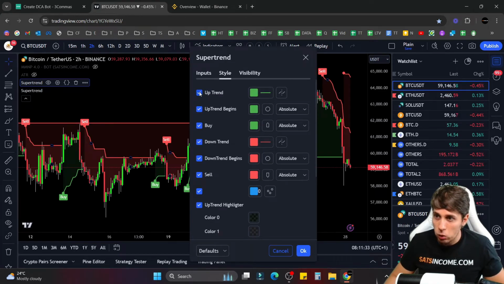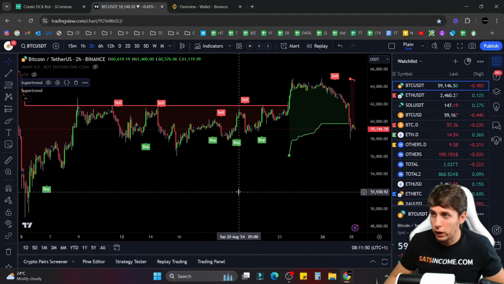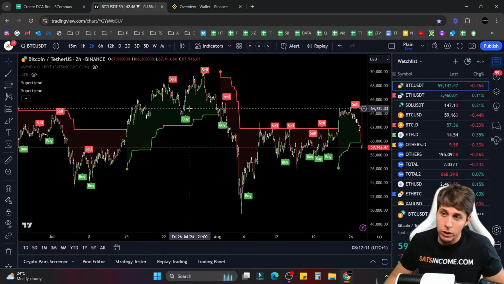Go to the style and remove pretty much everything except the buy and the sell signals, right? So you remove uptrend, downtrend, remove the highlighters. That's pretty much it, right? Hit OK. By doing this, you guys are going to have an edge over everyone else who's using this indicator, right?